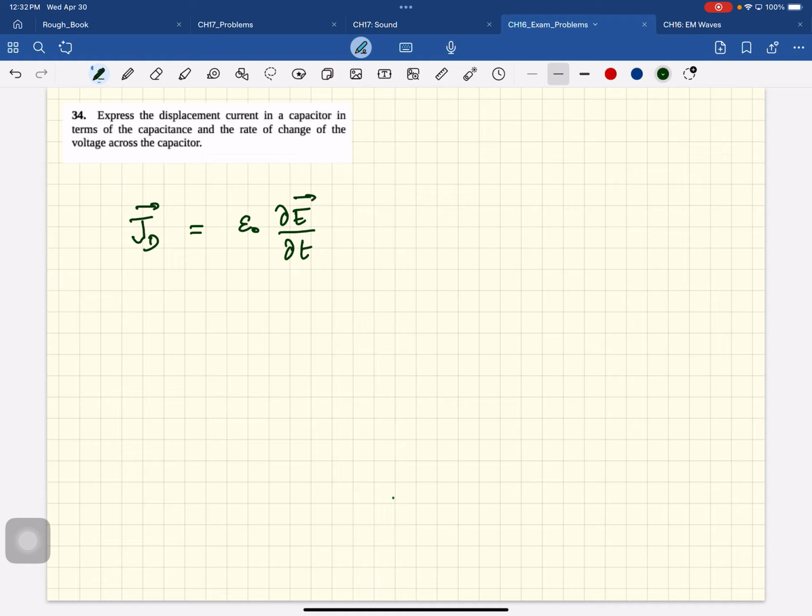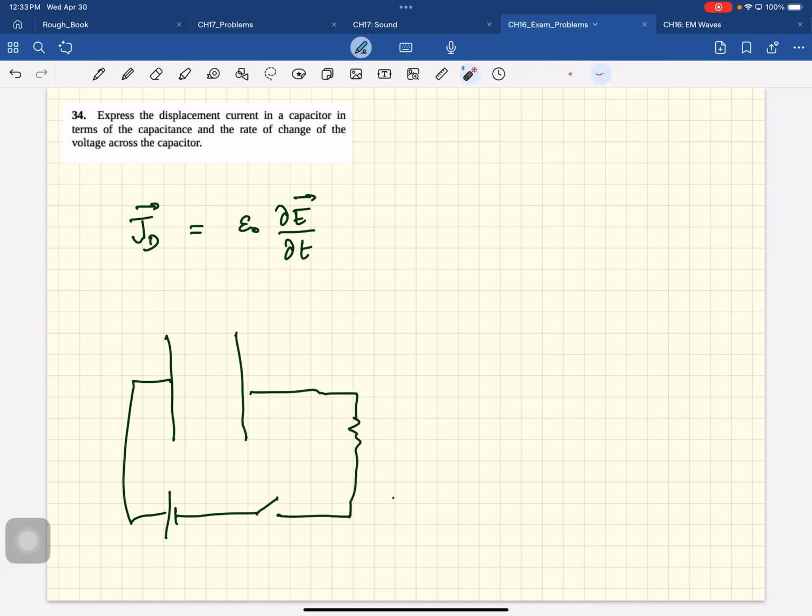So as you're charging a capacitor, you close the switch and current flows in there and charges the capacitor. As the capacitor is charging, this electric field between the capacitor plates is increasing.